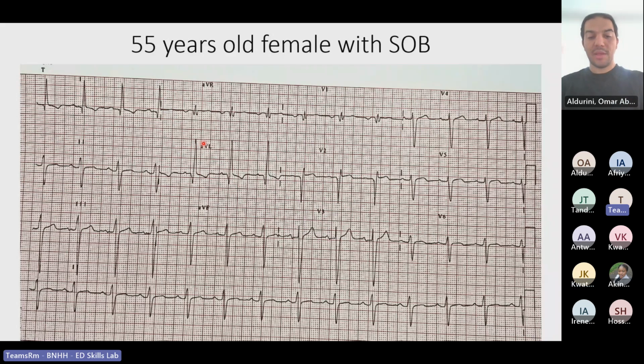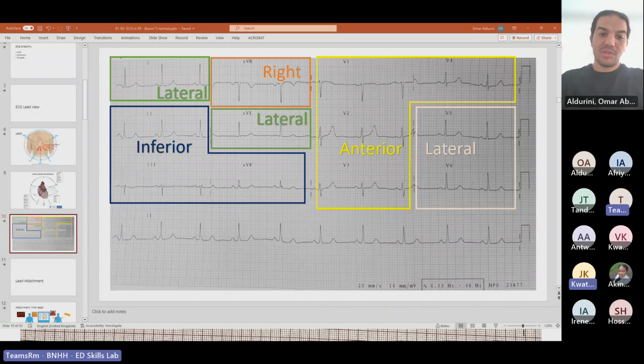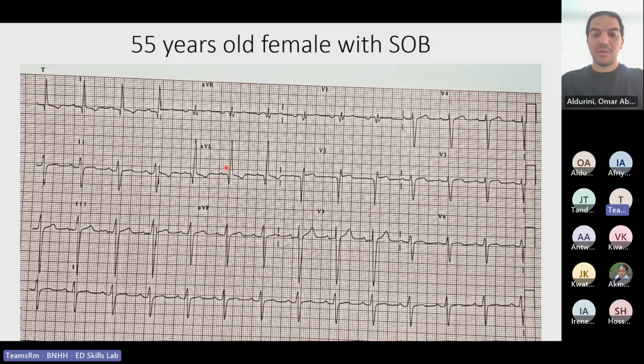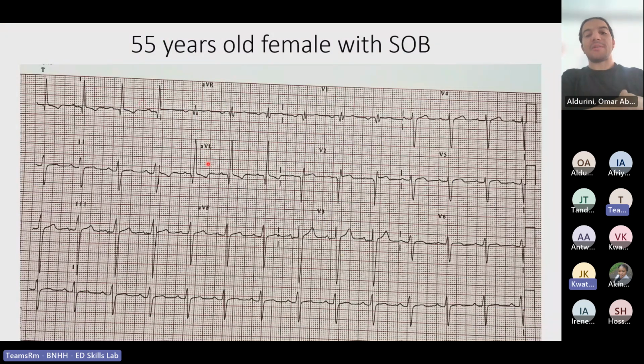Okay, if we just say here, we can see that lead 1 and AVL represent the lateral, the left side of the heart. So we have a change in the left side of the heart. Two leads in the same area of the heart. This is a significant change.